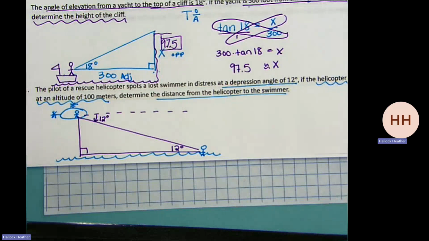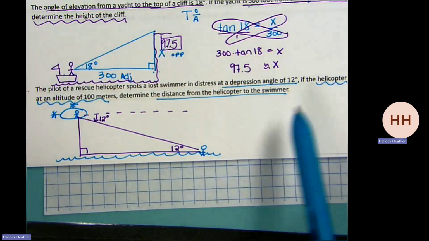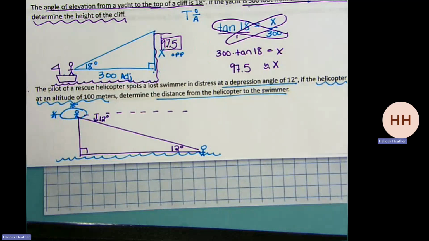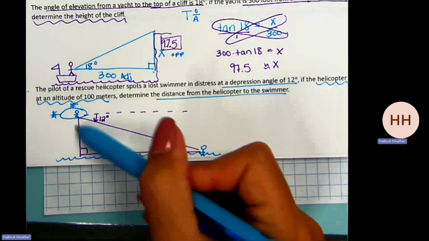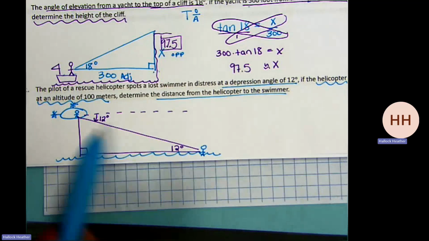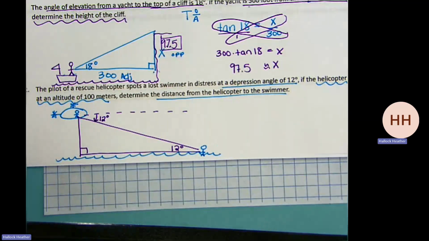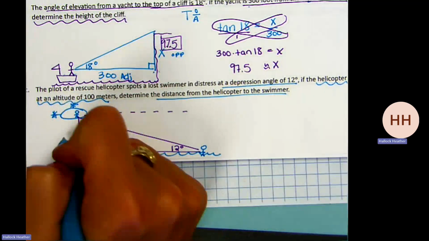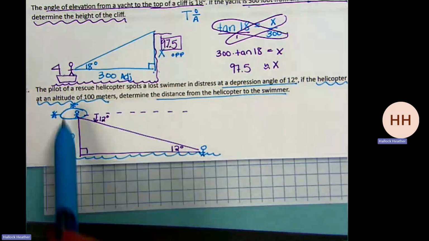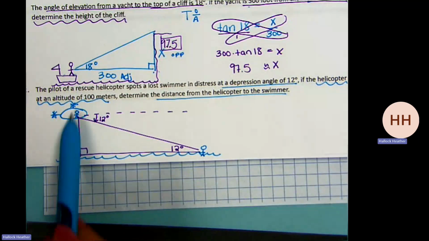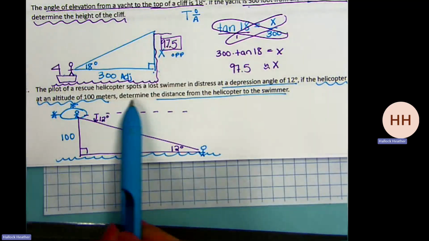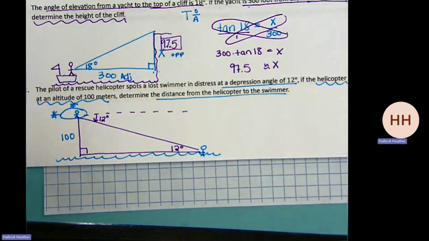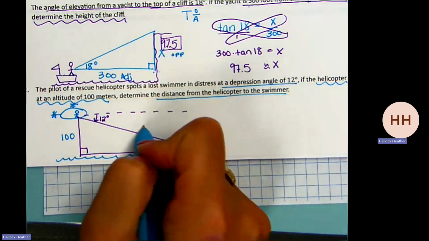It says if the helicopter has an altitude of 100 meters, where should the 100 go? Should it go on the side, or on the bottom, or should it be the hypotenuse of the triangle? The side. So the helicopter's at an altitude of 100 meters. So 100 goes here because that means from sea level straight up is 100 meters. I need to determine the distance from the helicopter to the swimmer. So where is x going? Is it the hypotenuse? Yes, it is the hypotenuse. So I'm going to put x here.